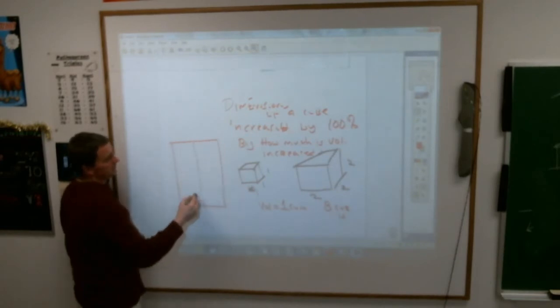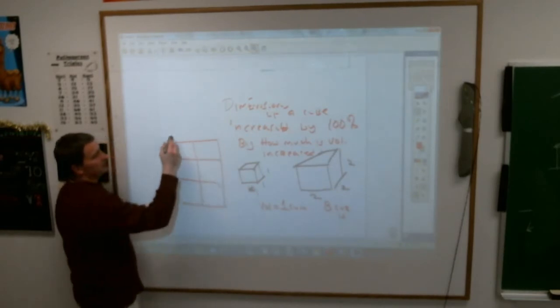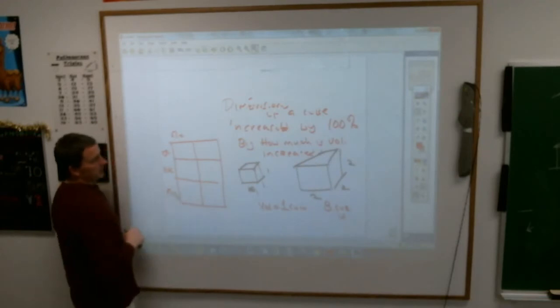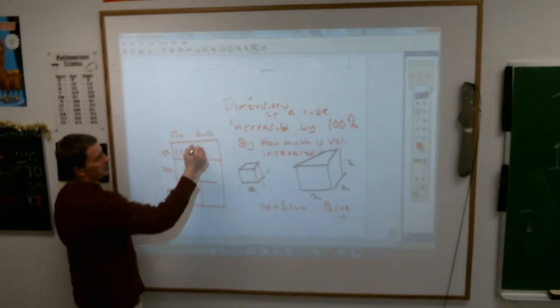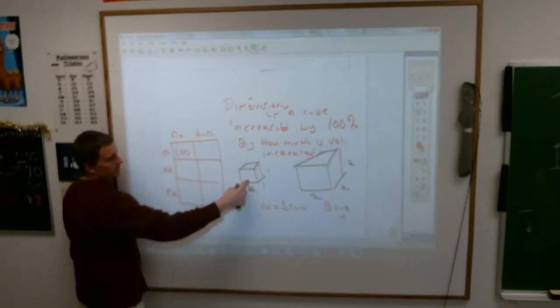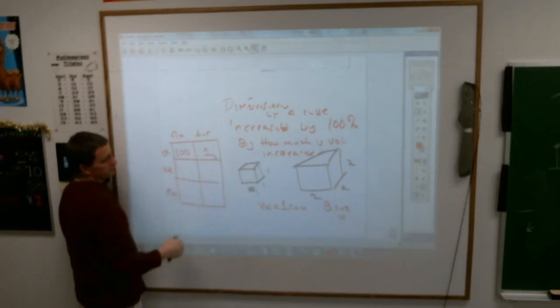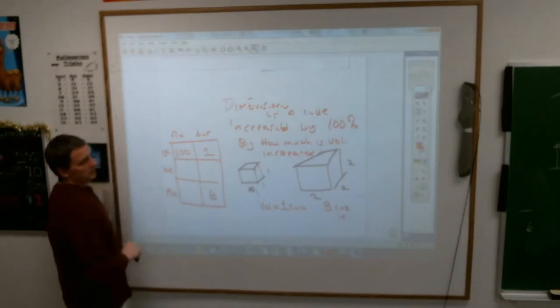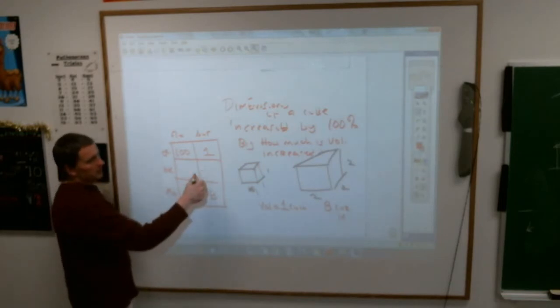Do your box. I have, this is my percent. I have my original thing, and then here's my plus my increase equals my final. Okay, my original percent is 100. This is the actual object. What was my original volume of my original thing? Volume of this one was 1. What was my final? 8. Okay. So how much did it increase?